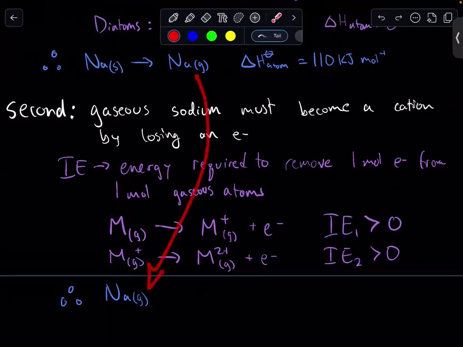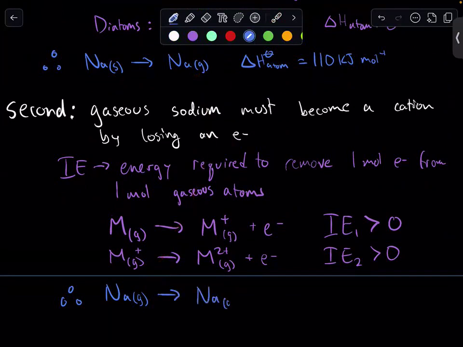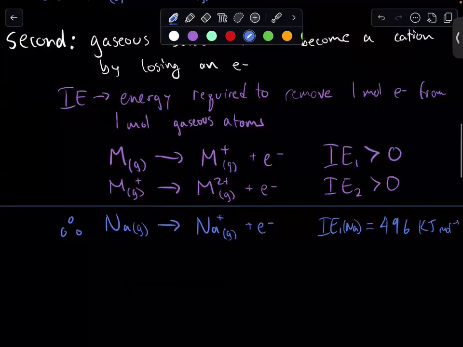This is the same sodium, and now we're just going to be converting it. It's going to be ionized to become Na gas plus an electron. The first ionization energy of sodium is found in section 7 of your data booklet, I believe, and it is 496 kilojoules mole inverse. Again, it's a positive value.